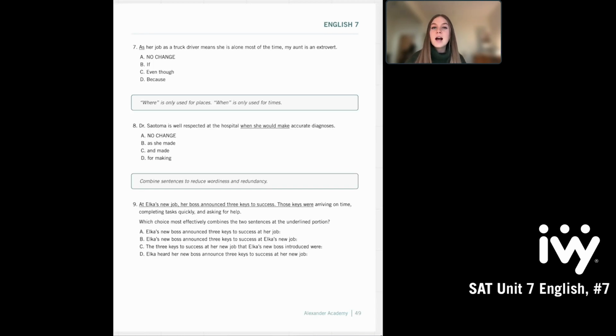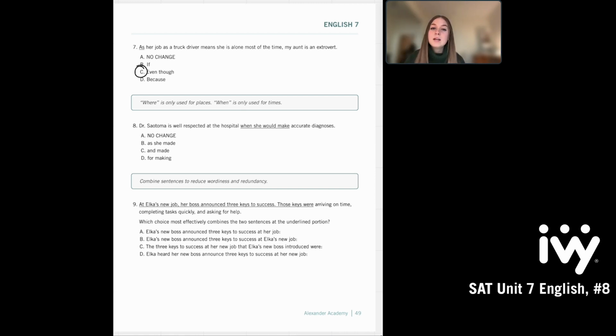Number 7, as her job as a truck driver means she is alone most of the time, my aunt is an extrovert. Because the 2 parts of the sentence here introduce contradictory ideas, being alone all the time and being an extrovert, we should use the conjunction even though to indicate that contradiction.